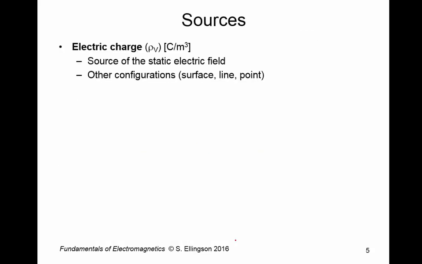Sources. First, electric charge. We give this the symbol rho sub v. That v is an indication that we're talking about the volumetric electric charge. That means the charge in a volume. So this has the units of coulombs per meter cubed. We refer to this as the source of the electric field, and specifically the source of the static electric field.